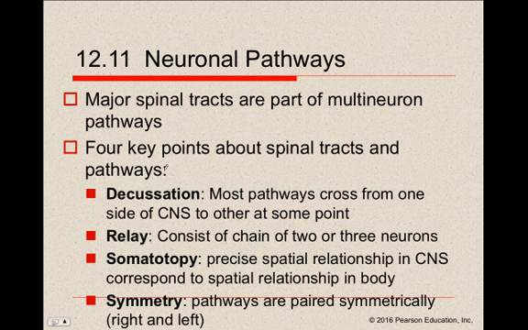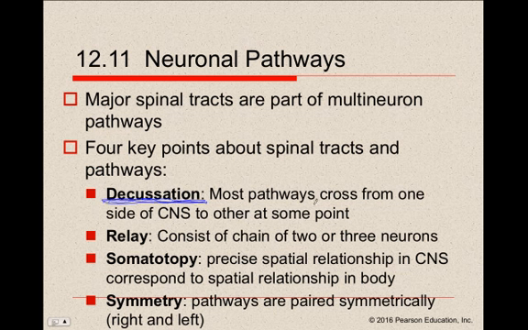Okay, so now we're going to get into some of our neural pathways and our major spinal tracts, and eventually we'll get into our reflexes here. There are 4 things to keep in mind about the spinal tracts and pathways. One is decussation. This mostly happens up in the medulla oblongata, so mostly in higher areas as you move up above the spinal cord.